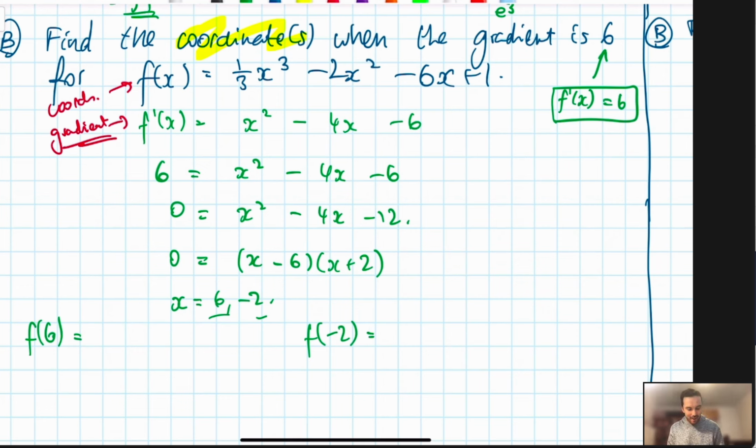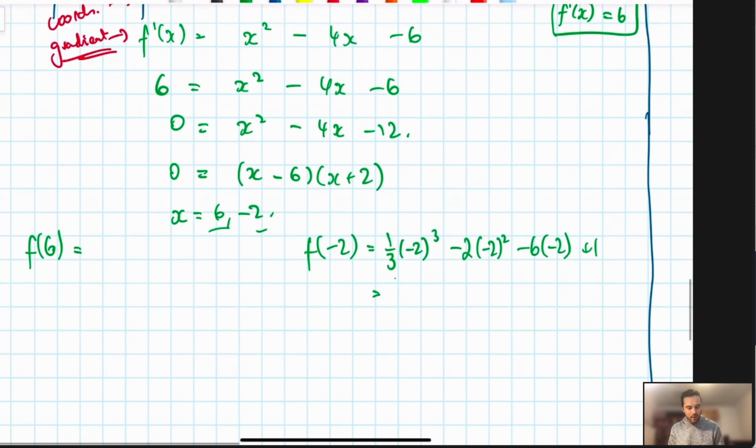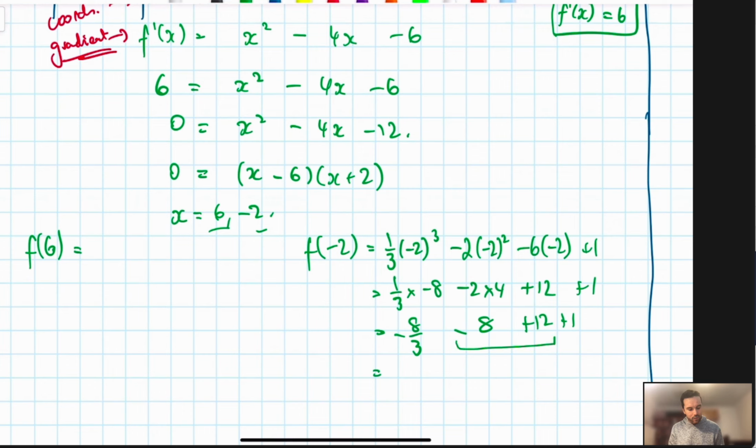Okay, sorry. So a third, negative 2 cubed, take 2, negative 2 squared, take 6, lots of negative 2, plus 1. What do we get? We've got negative 3 times negative 8, take 2 times 4, plus 12, plus 1. And even this is sort of gross because we've got this fraction here. Take 8 plus 12 plus 1. And we can go, that's going to be 4, so 5.